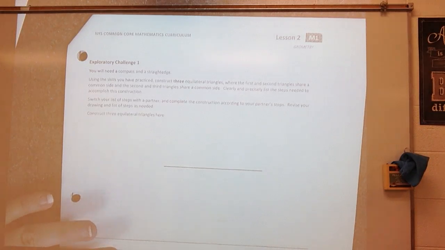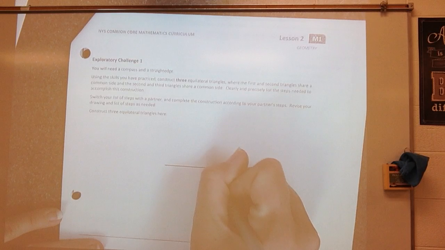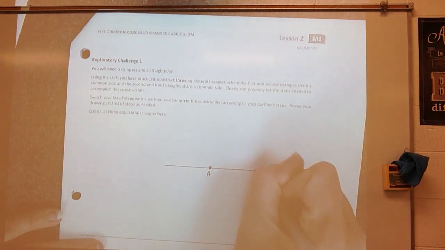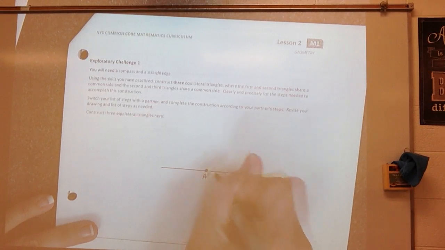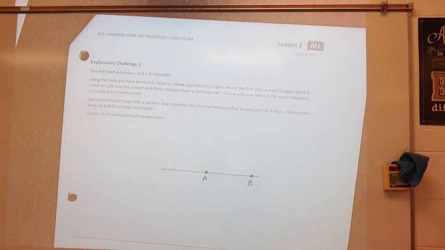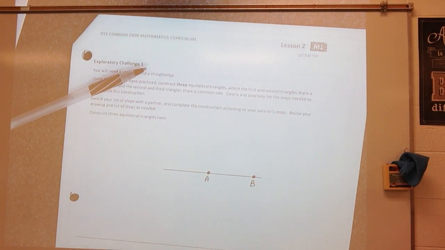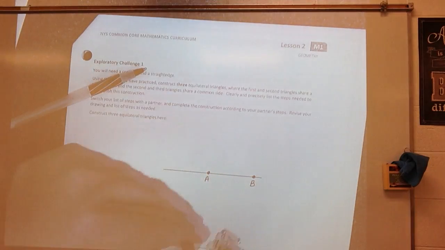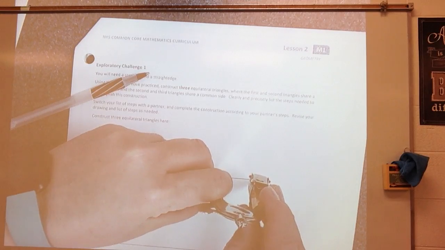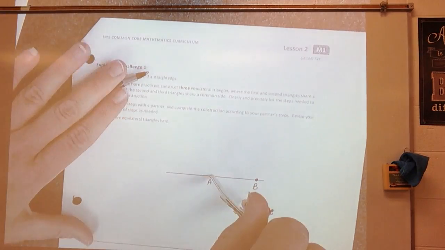If you want to work with me through this, you can, that's fine. We're going to draw a segment, and we're going to put a point A and a point B. Now it says it wants the first and second triangle to share a common side. So I need to draw circle A. I've got to draw a circle with the center being A. However you want to do this, draw a circle with the center being A.